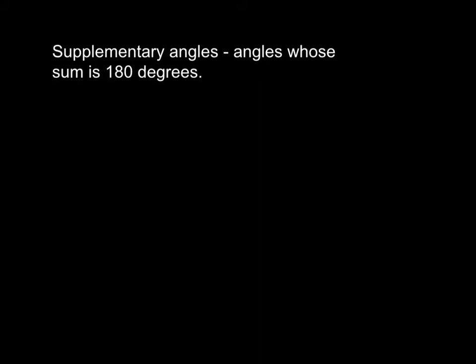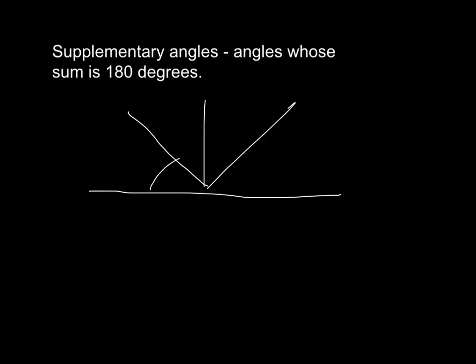Supplementary angles are angles whose sum is 180 degrees. That means that they form a straight line. So if you have two or more angles that form a straight line, they're supplementary. For example, these are supplementary. If I add even more angles, they still make this 180-degree arc.